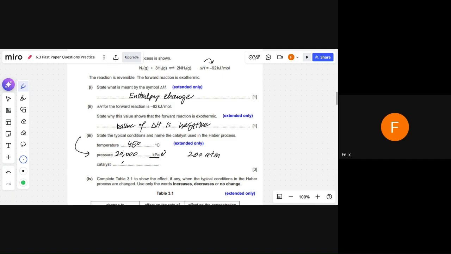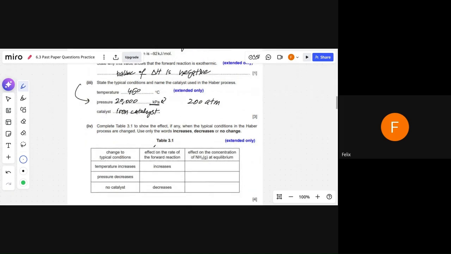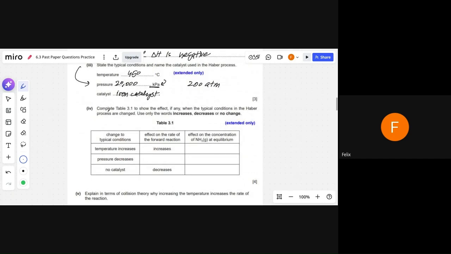And catalyst, we use iron catalyst, right? So iron catalyst is used. Okay. So I hope this is clear. Now again, next question. Complete table 3.1 to show the effect, if any, when the typical conditions in the Haber process are changed. Use only the words increases, decreases, or no change.